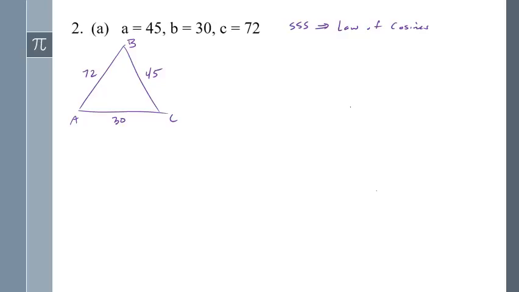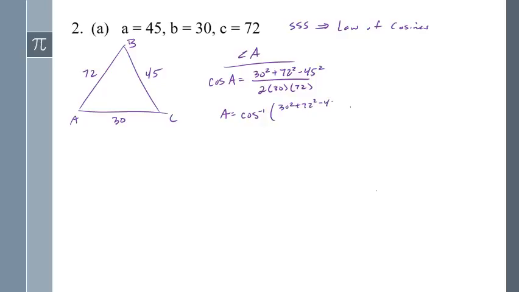I'm going to start with angle A, and we're going to use the alternate form. So the cosine of A is equal to B squared plus C squared minus A squared over 2 times B times C. So A is going to be equal to the inverse cosine of all that. And I would recommend just plugging that all in the calculator as is, and we're going to get 20 degrees. So there's my first angle.